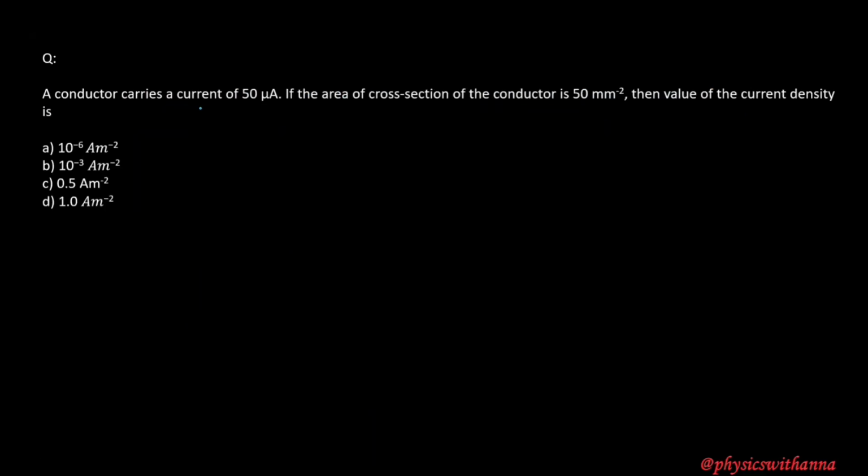Next question. A conductor carries a current of 50 microampere. If the cross-section area of the conductor is 50 millimeters squared, then the value of current density is. So here you have I equal to 50 micro, so micro will be 10 to the power negative 6 ampere. Then you have area of cross-section to be 50 millimeters squared. Now milli is 10 to the power negative 3 meter, and then you take square of this term. We take square only of the multiplier to convert it from millimeter squared to meter squared. I need to find current density J.